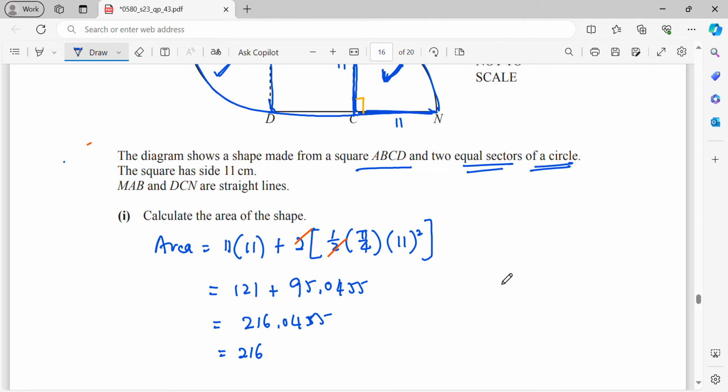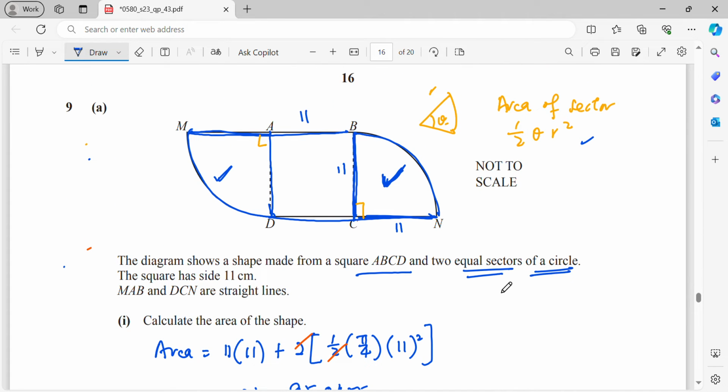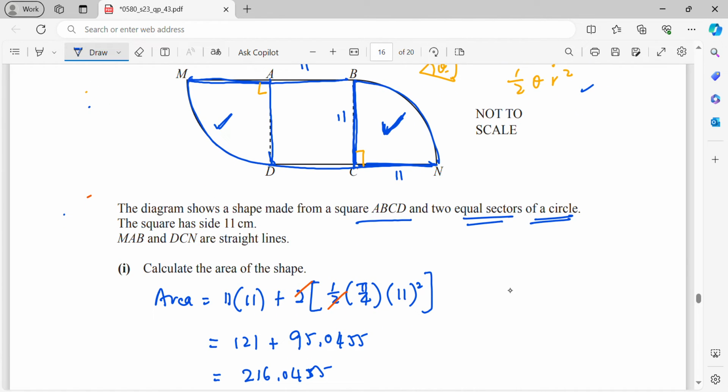Now, second part. Okay, wait, let me think about it first. So this sector plus this is basically one half of the circle, right? A circle is pi r squared. This is half, so I times half. So it means that it should be, wait, let me think about it first. So it will be half.